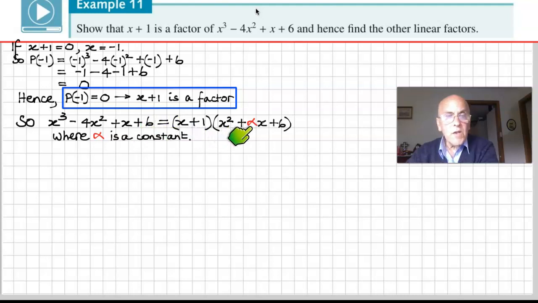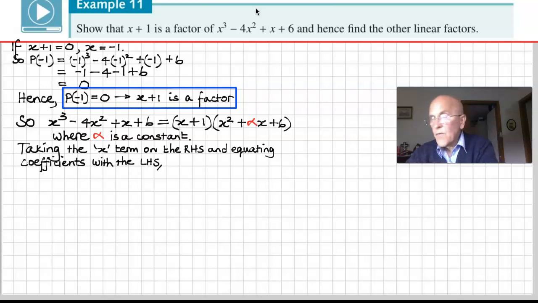The only thing I don't know, obviously, at this point, is the value of the coefficient of the x term, which I'm going to call alpha. But I will work that out using equating of coefficients. So if I take, for example, the x term on the right hand side after multiplying all of this out just to get the x term, and then I equate that with the coefficient of the x term here, which is 1 on the left hand side, we can work out what alpha really is, okay?